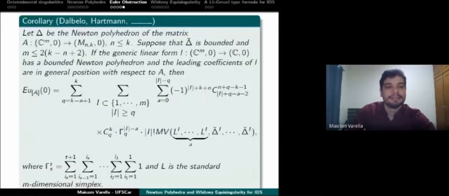Then, if we replace the germ F by a generic linear form L, we get the next result, which computes the Euler obstruction of an IDS A in terms of the Newton polyhedron of the matrix A.